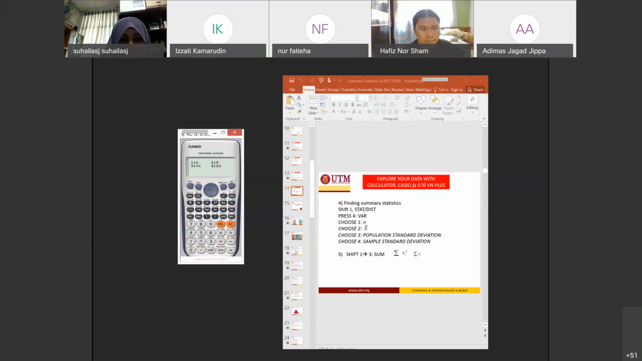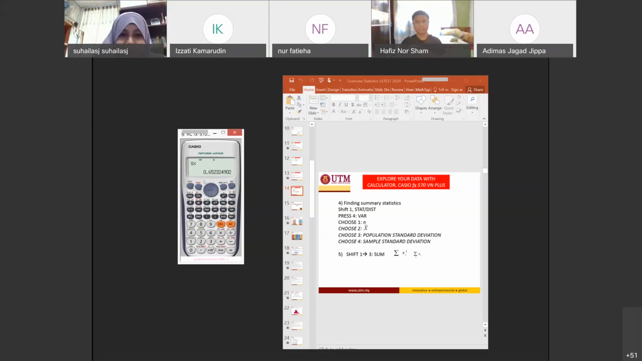Again, Shift 1, number 4. Now you press number 2, equal sign. This will give you the sample mean, your X bar, 2.174. Then again Shift 1, number 4, and then we press number 4. It will show in your display SX, which is your sample standard deviation. It is not the sample variance. If you want to find your sample variance, square this value. That means 0.6523, square it, and you will get your sample variance. But if you want the sample standard deviation, it should give you 0.6523, SX.